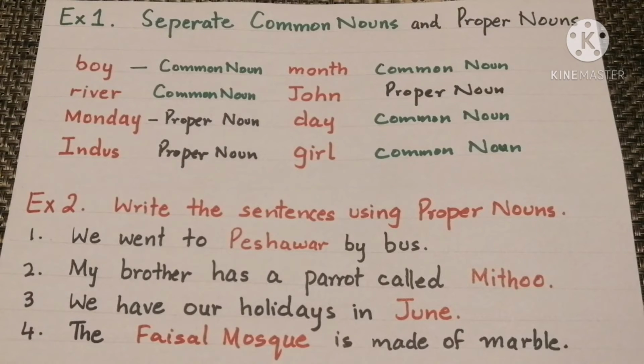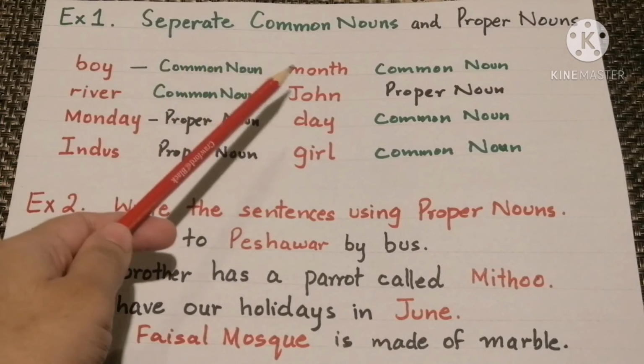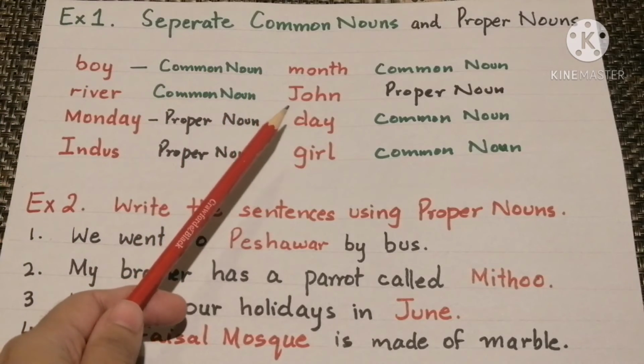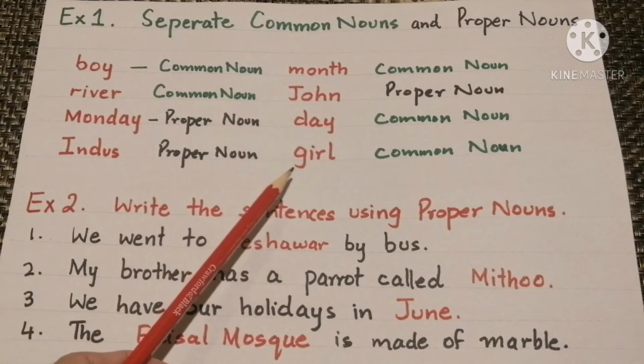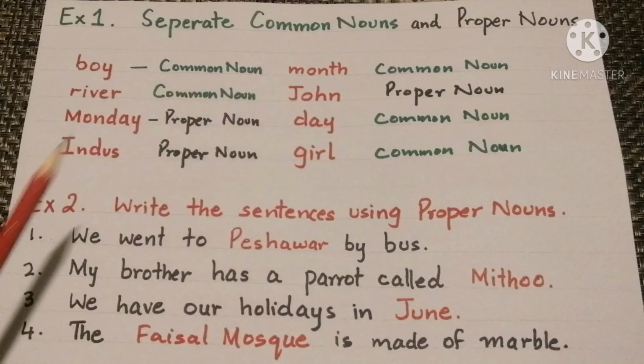Let's do an exercise. Separate common nouns and proper nouns. Boy is a common noun. River is a common noun. Monday is a proper noun. Indus is a proper noun. Month is a common noun. John is a proper noun. Day is a common noun, and girl is a common noun.